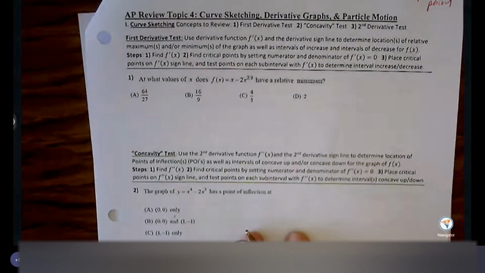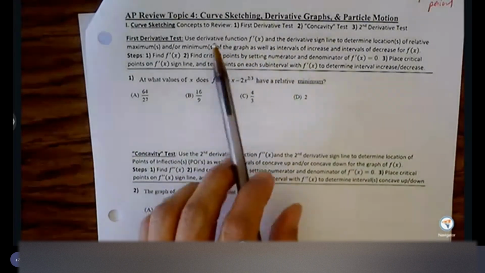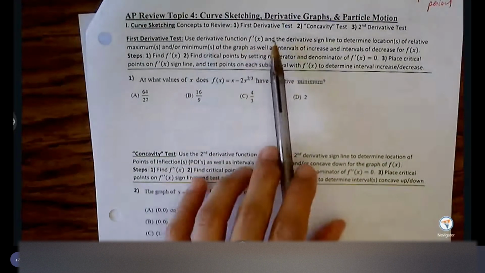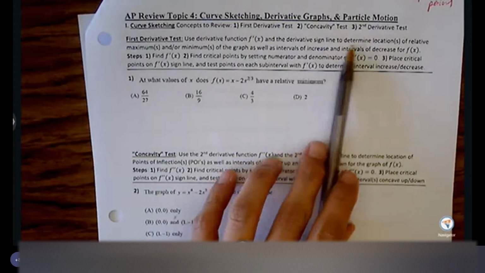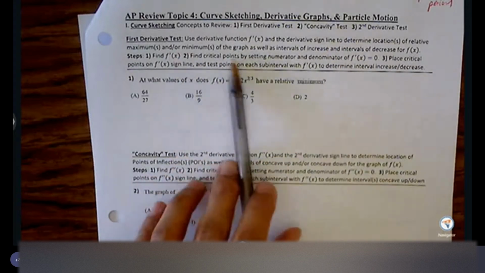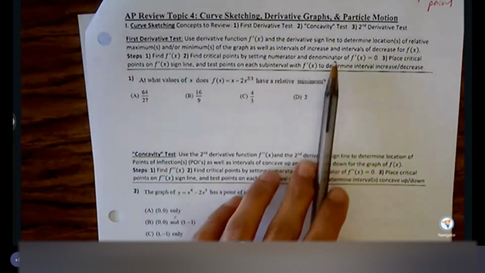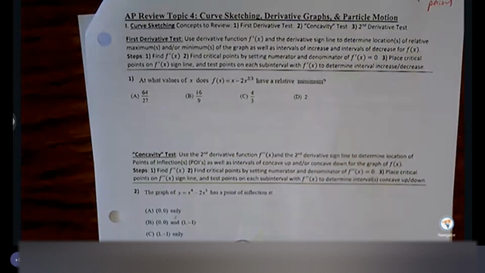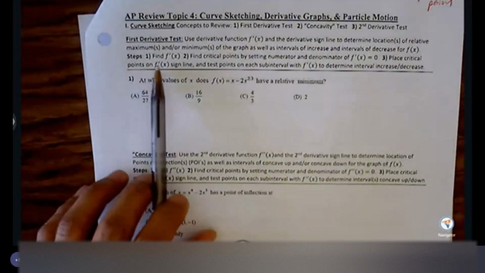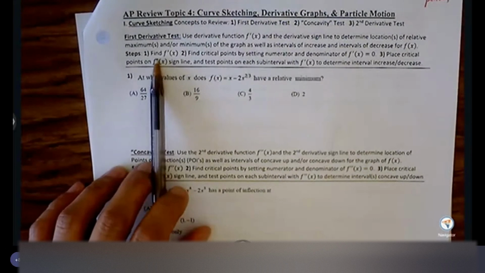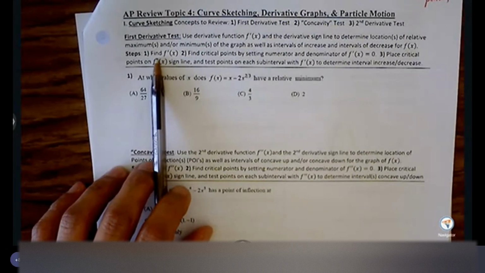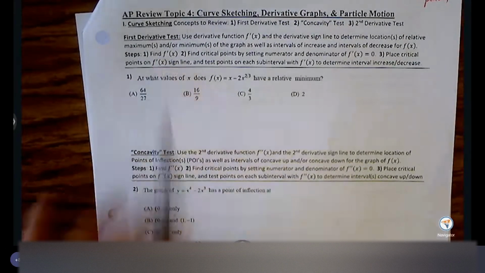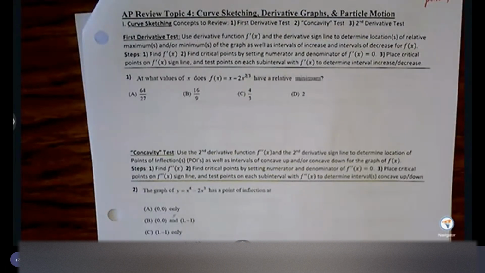So let's start off with the first derivative test. We're going to use f prime to determine locations of relative max, relative min, as well as intervals of increase and decrease for the original function of f of x. So first step is finding f prime, because f prime is where we're going to be looking for these characteristics of max, mins, and increase, decrease.